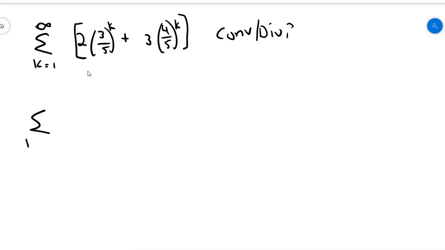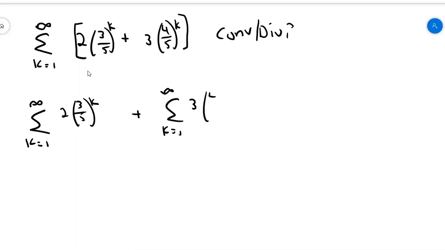So let's look at the sum from k equals 1 to infinity of 2 times 3/5 to the k. And then I'll add to that the sum from k equals 1 to infinity of 3 times 4/5 to the k. Now you notice something about both of these series. Both of these series are geometric series.